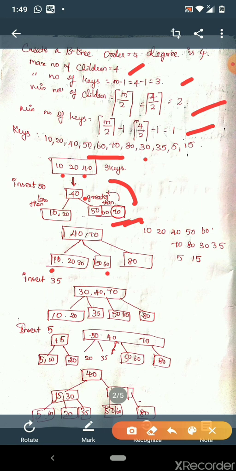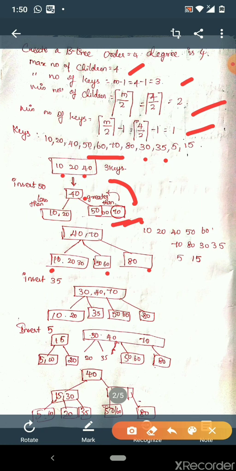The right side of the root node will be 80. So next we are going to insert 35. Here the root node is full: 10, 20, 30, the node is full. So the 35 should be inserted at the right side of this, at the left side of this 40.